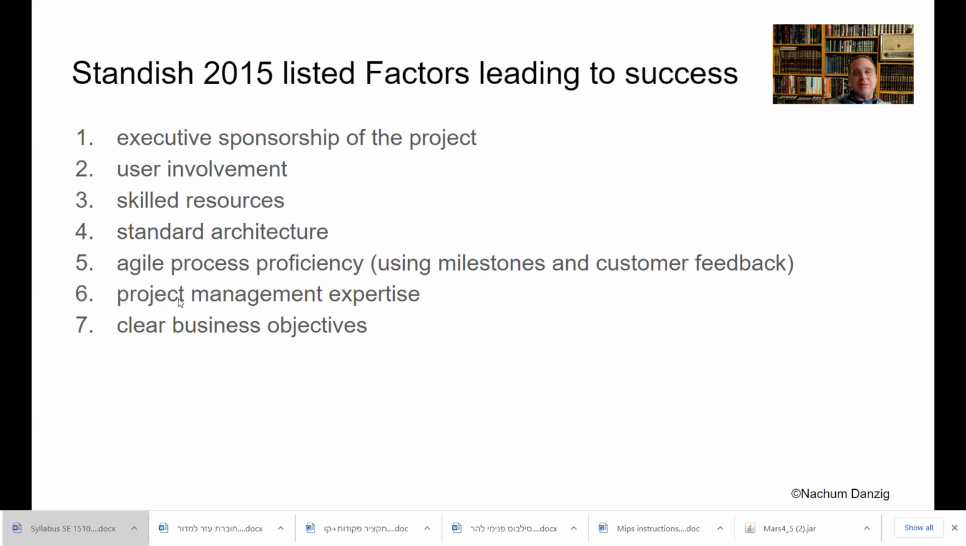Project management expertise. So you have the people who are managing the project have been successful in the past. And clear business objectives. You know why you're making this project. You're making it to, what goal is it going to provide? What business objective is it going to have? How is it going to help you make money?